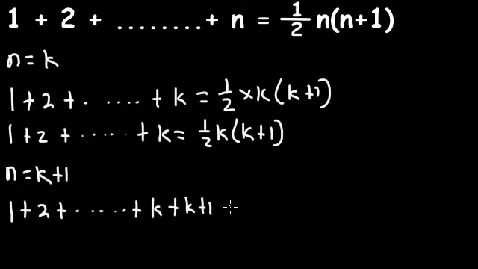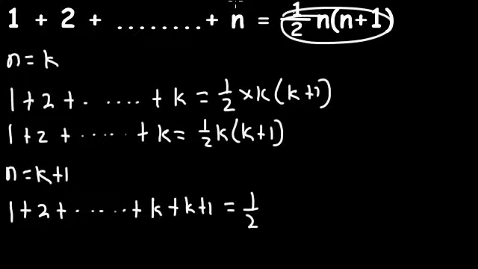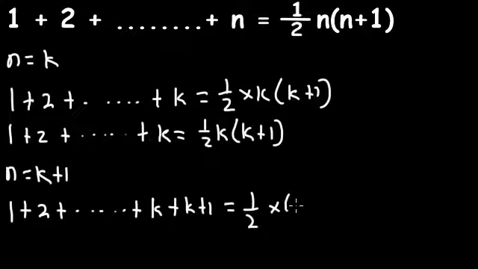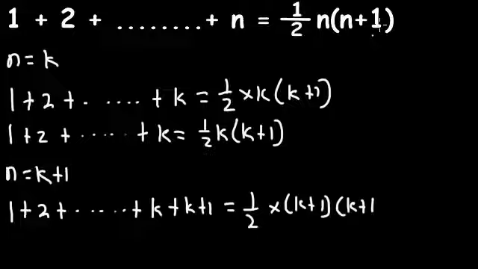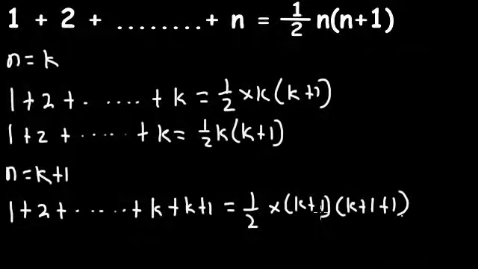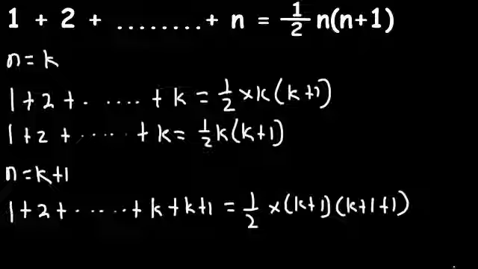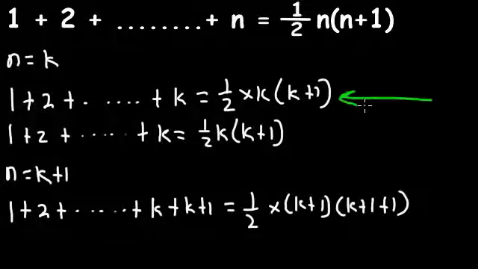Okay, and this will be equals to 1 over 2. Now we're using this. Instead of n, we put k plus 1, times k plus 1, again times k plus 1, but we already have another plus 1 here, plus 1. Perfect. Right now, I need you to pay attention to this equation.